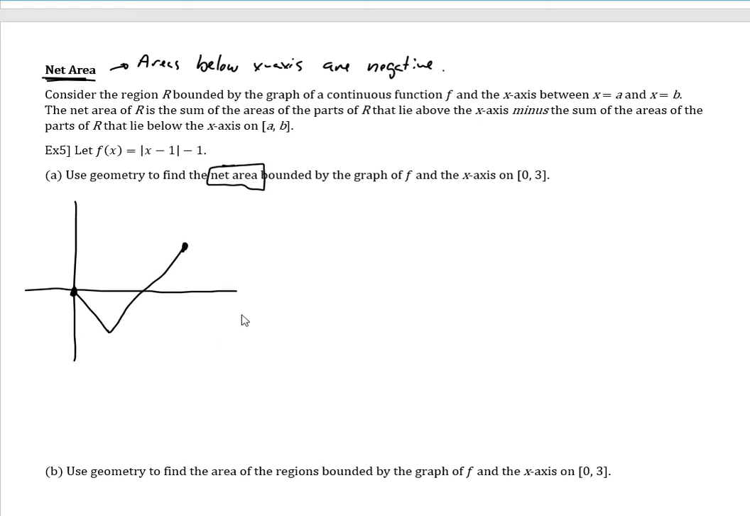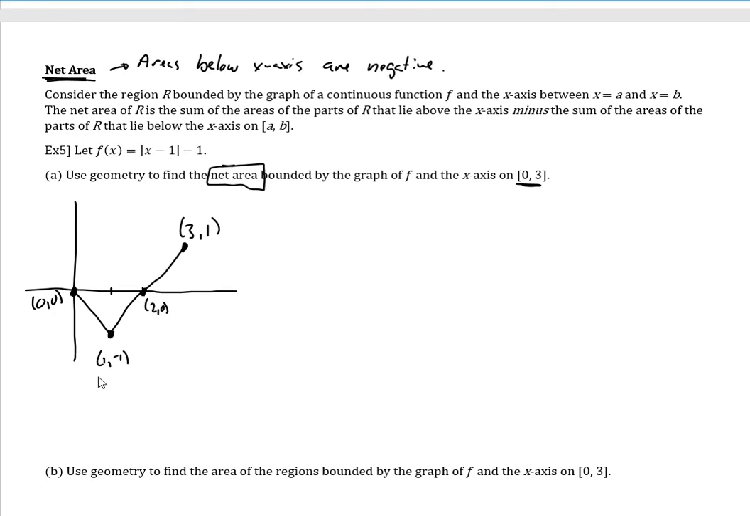And let's label these points. Okay, so we started at 0, 0, and because of the interval 0 to 3, when we plug 1 in, we got 1, negative 1, here's 2, 0, and then here would be 3, 1. Okay, and we could verify that with a table too if needed, but this is it. All right, and so what we've got is this shape. We're using geometry to find the net area bounded by the graph of f, and the x-axis.